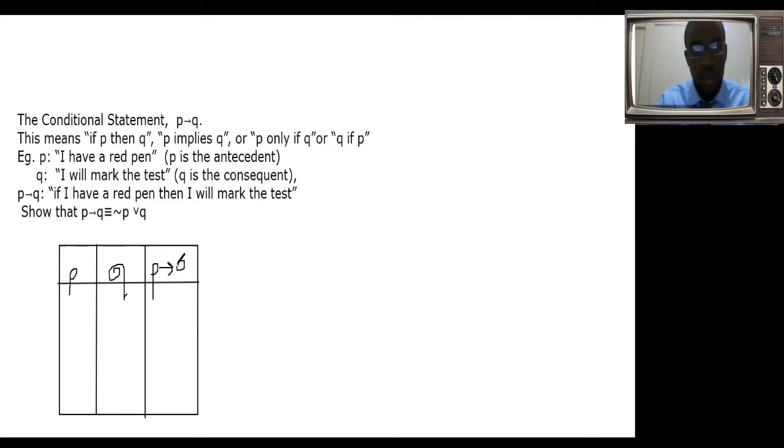Now here's how the truth table for this is going to look. So for P, of course, we have true, true, then false, false. Then Q is going to be true, false, true, false.